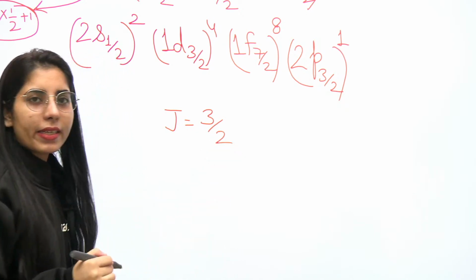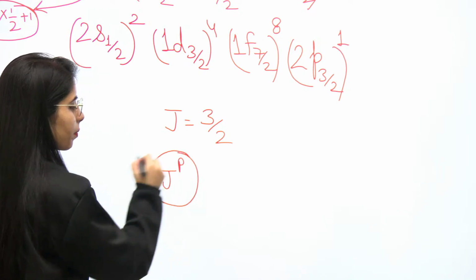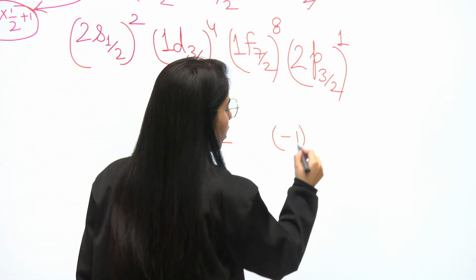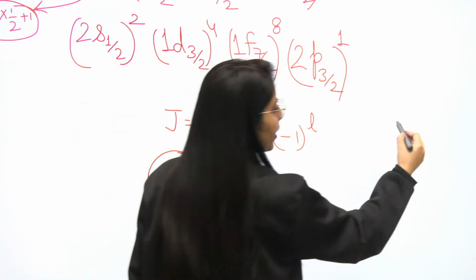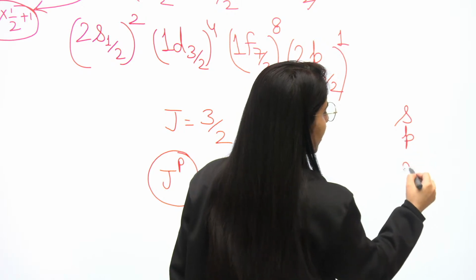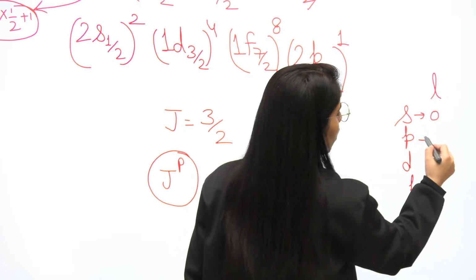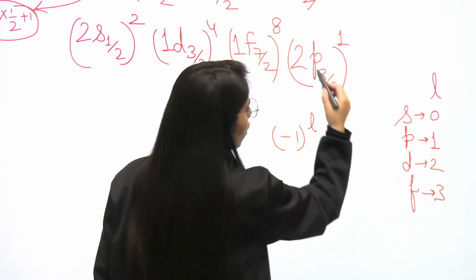But what about parity? Basically, we are trying to find the J^P value. Here the parity should be present. The parity formula is (-1) to the power L. Clear? What is this orbital? P orbital. For SPDF, if you want to know the values of L, they are going to be 0, 1, 2 and 3 like this. So for P orbital, it's 1.